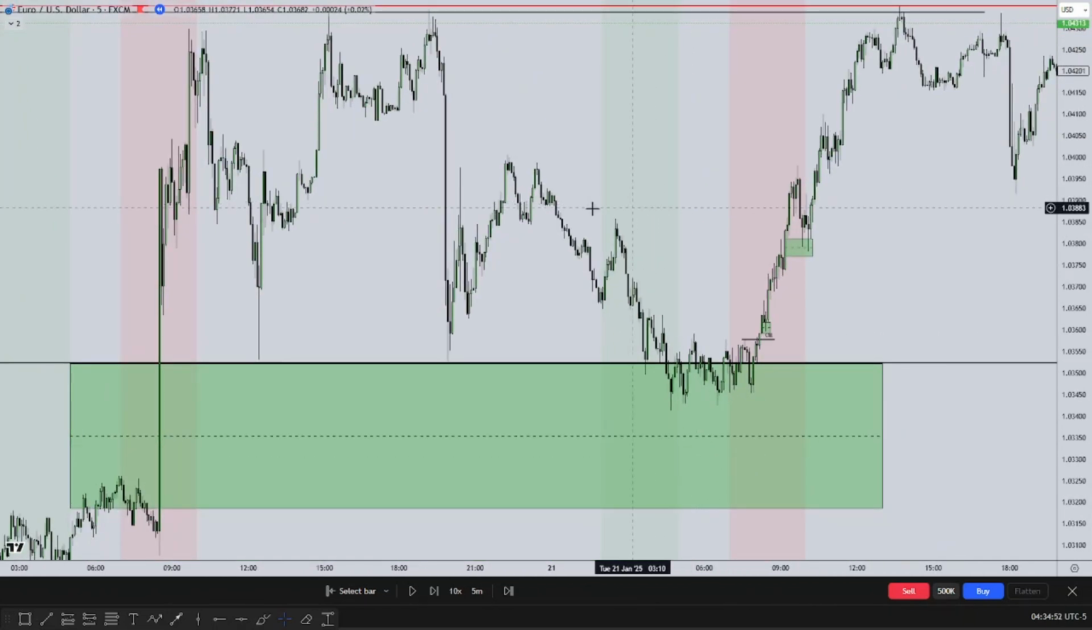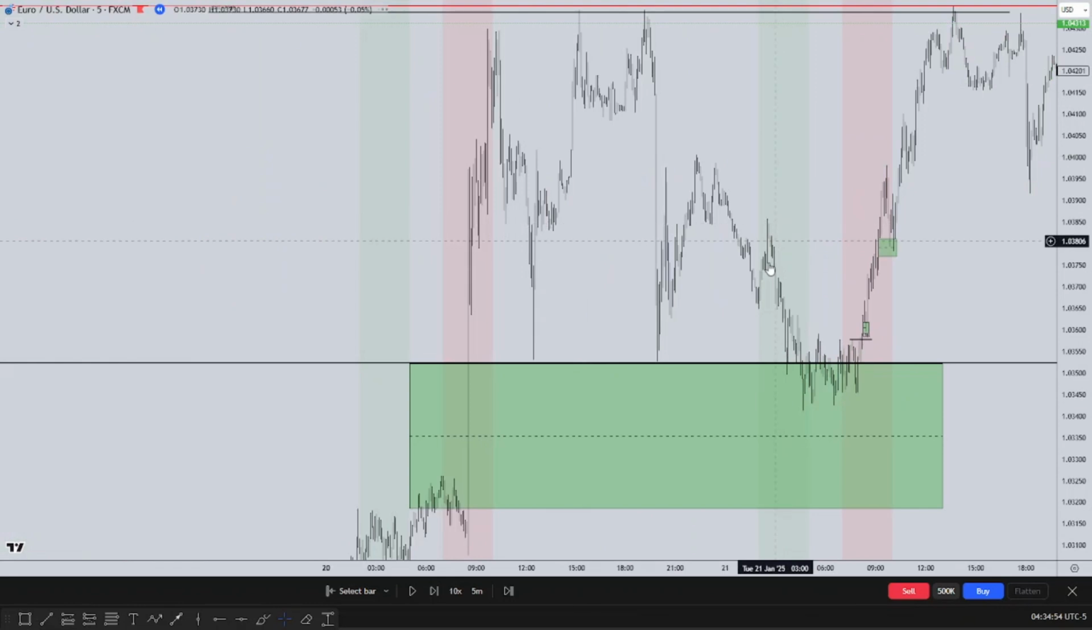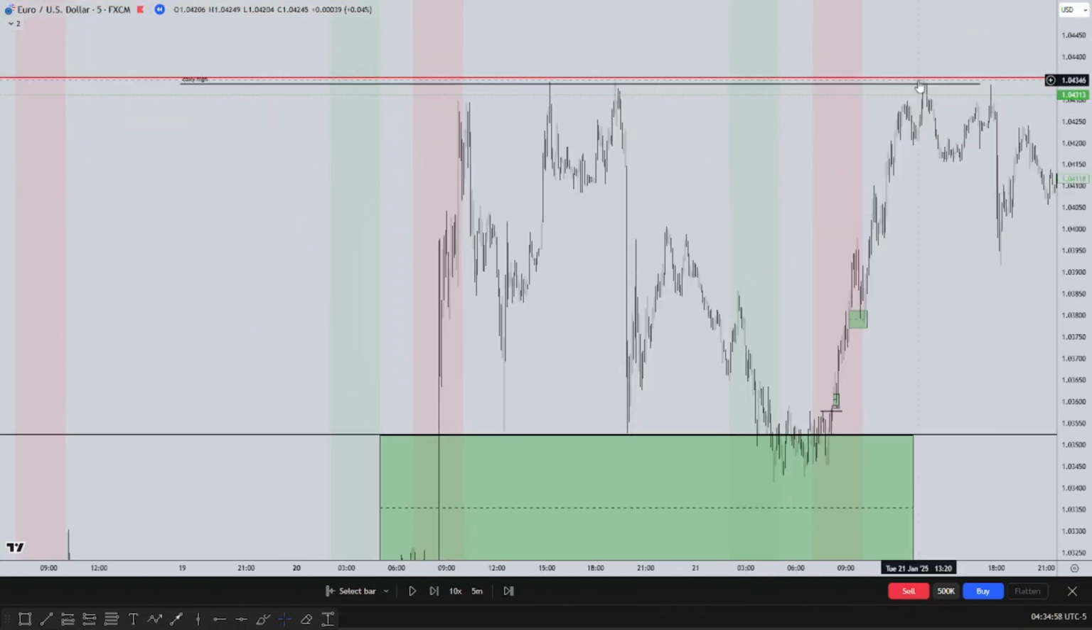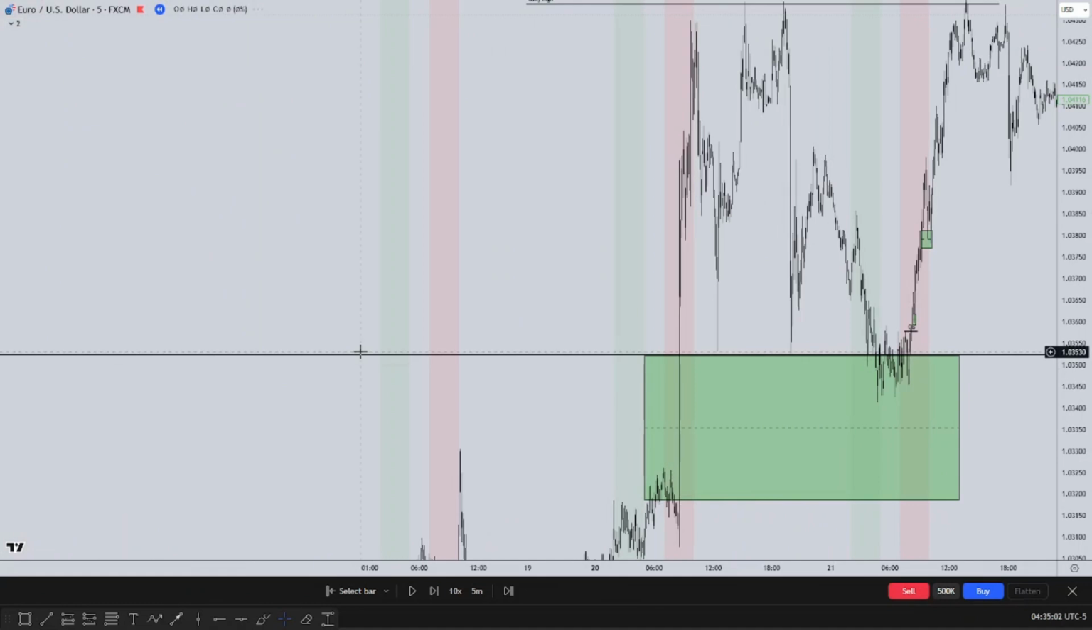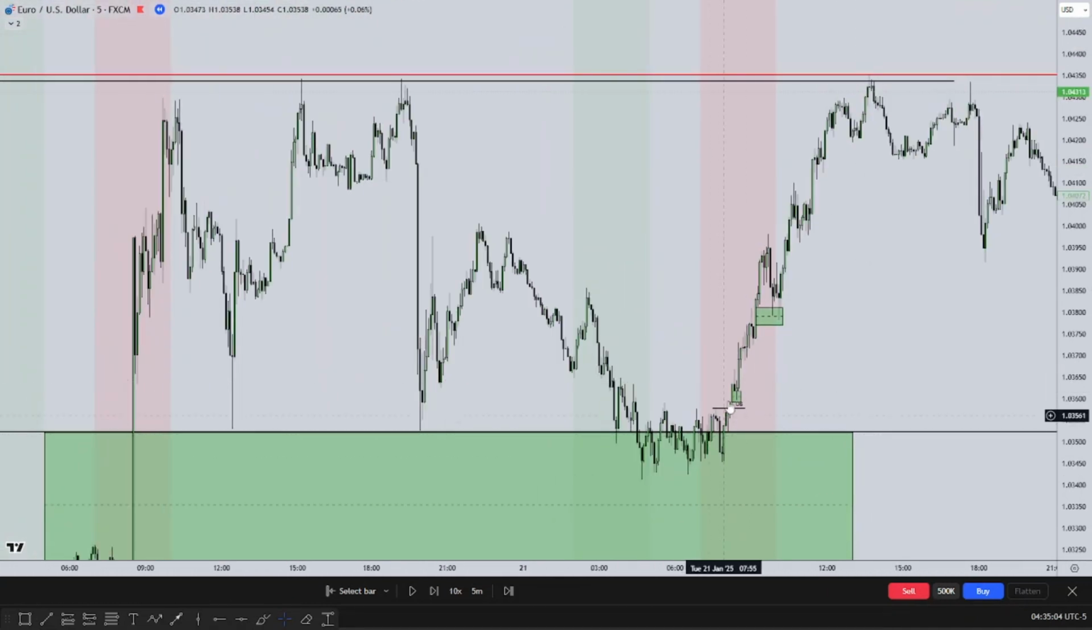I explained how I got my bias from the higher time frame, anticipating price to create a new high. Price traded to run out this high. It respected the 4-hour fair value gap and the daily order block, which led to higher prices for price to run out the equal high.